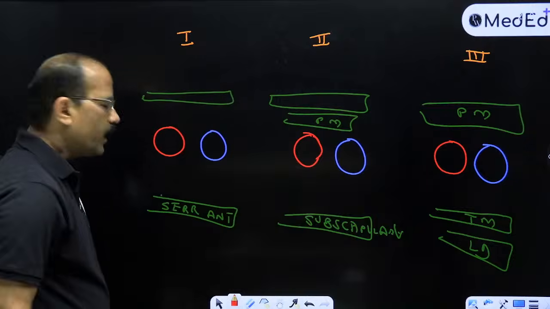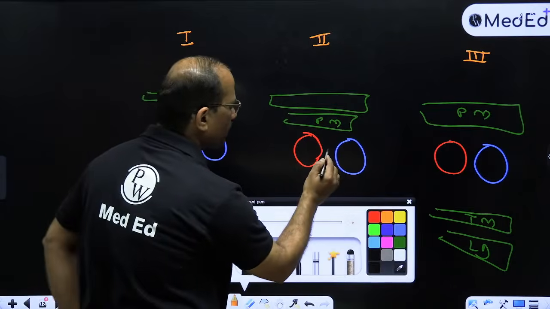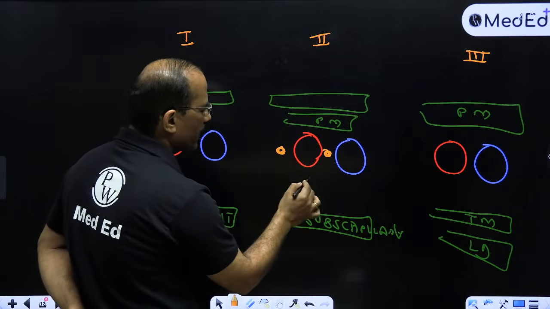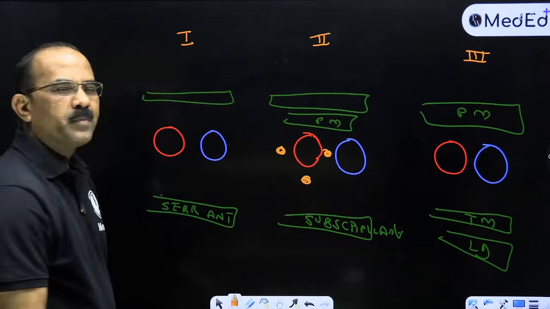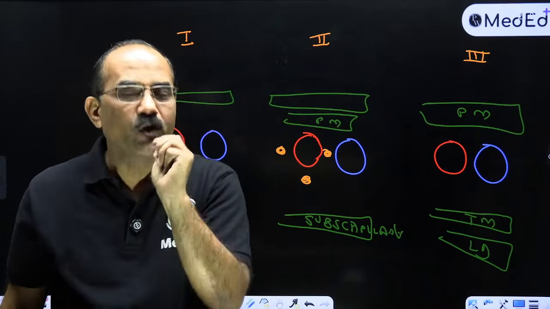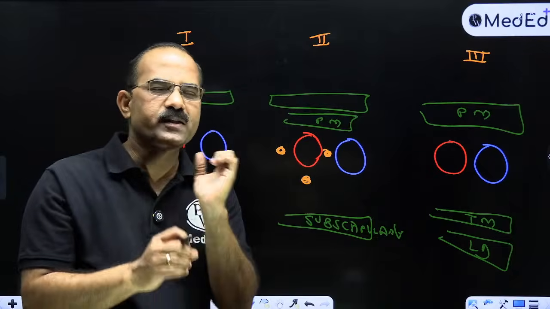Okay. Now in the second part, what is this cord? And what is this cord? Come on. The brachial plexus has 3 cords: lateral cord, medial cord, posterior cord.